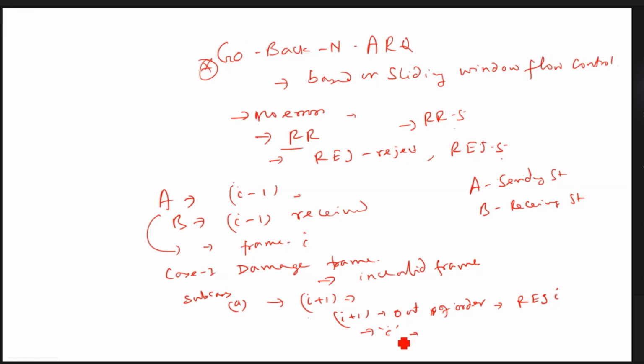So after getting this acknowledgement, reject I, A will transmit not only frame I but also some other succeeding frames. So this is sub case 1, and another case will be there, sub case 2.